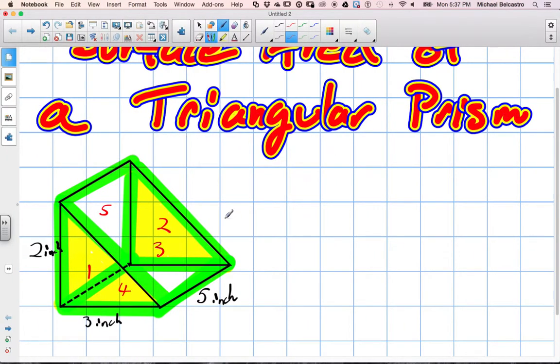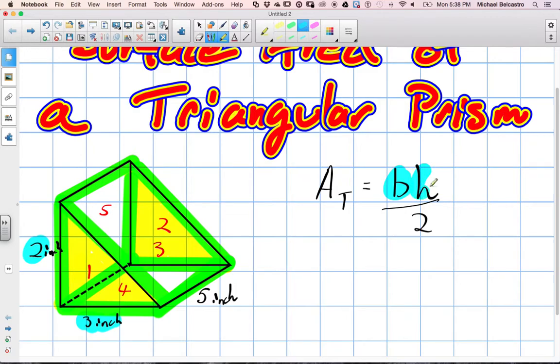Let's figure that out. First, we can find the areas of the 2 triangles. Because there are 2 triangles, I only have to find the area of one of them since they have the same lengths, and then we'll multiply by 2. What's the area of a triangle? Base times height divided by 2. What was our base measurement here? 3 inches. That's right. And what is our height measurement? 2 inches. Great. Perfect, so we're going to figure this one out pretty quickly.